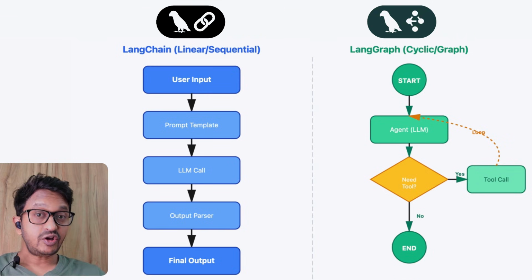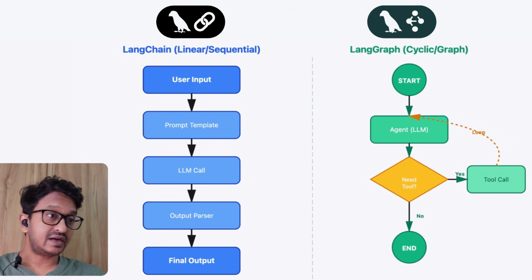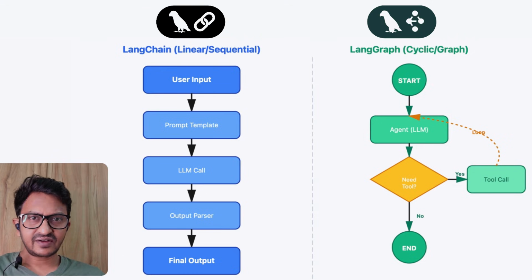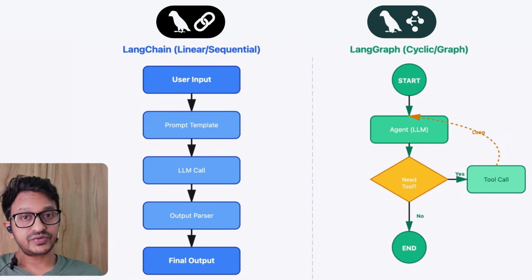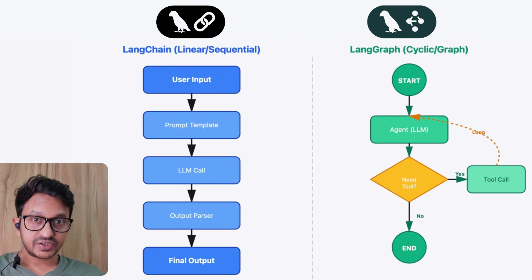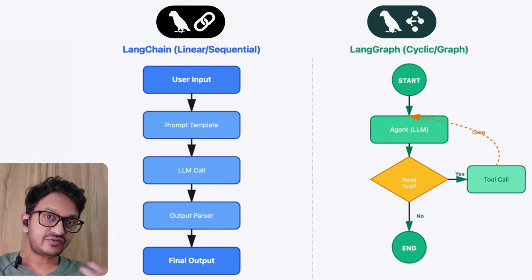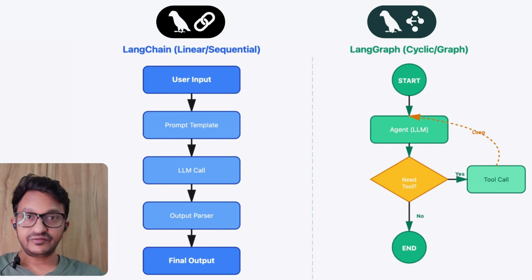Hey guys, so many of us are still very much confused in understanding what exactly is LangChain and what is LangGraph. Is LangGraph part of LangChain or is LangChain part of LangGraph? When to use LangChain, when to use LangGraph? So there are a lot of questions to be answered. So this video is dedicated to all those folks who are very much confused between LangChain and LangGraph.